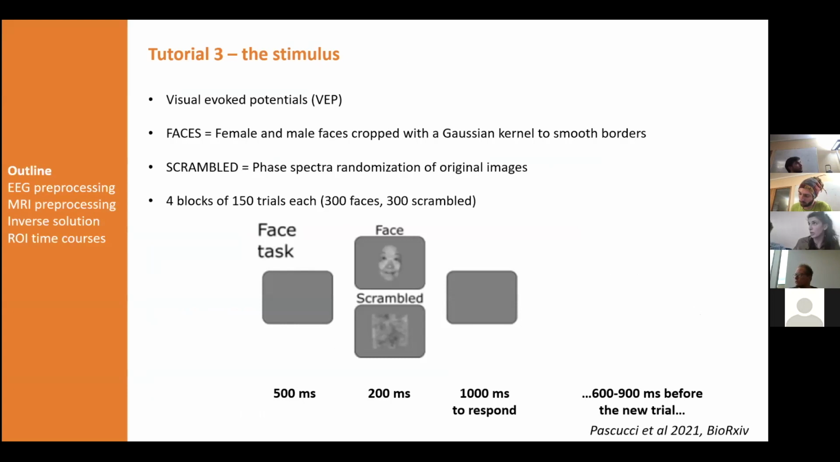Before going through the EEG preprocessing pipeline, just a few words on the stimulus that we are working on. The functional data are visual evoked potentials. The participants are presented images of faces and scrambled faces that are obtained by phase spectral randomization of the original face images. Each participant is presented with 4 blocks of 150 trials each, where 300 trials are faces and 300 trials are scrambled.